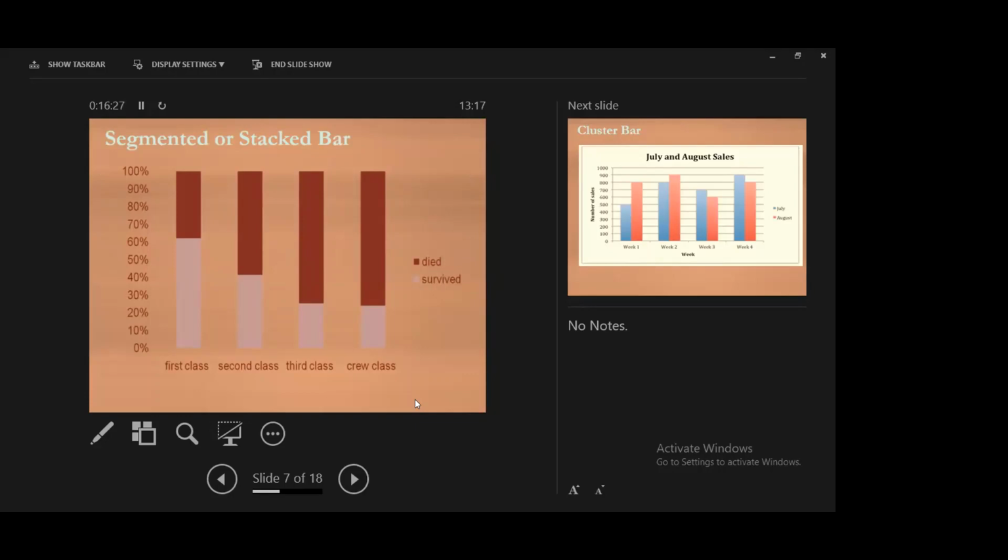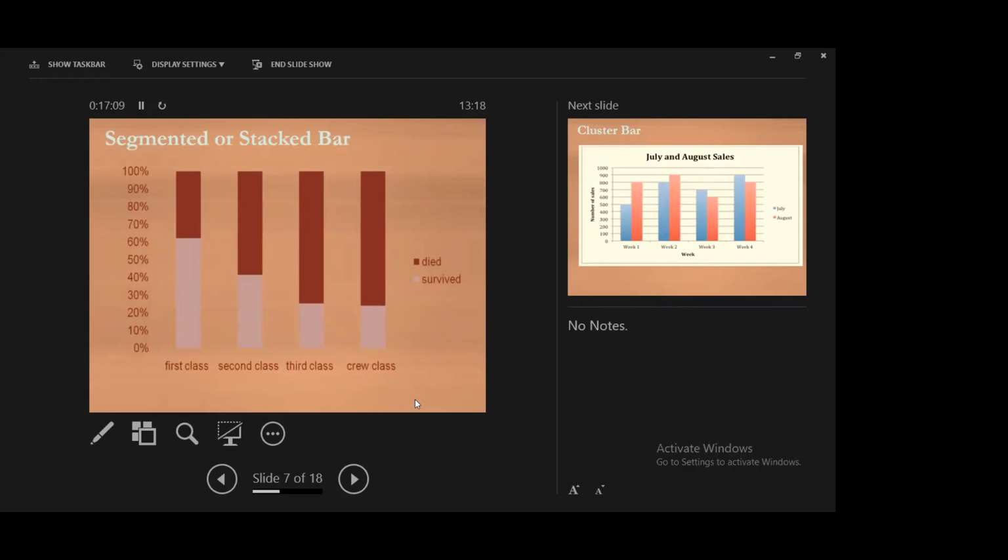Now, the use of this segmented or stacked bar diagram is that suppose we take an overall, now just look at this graph. Can any one of you simply interpret this graph for me? I will do it for you later, but just to begin with, can any one of you interpret this? There are 4 different categories. So these are categories of, suppose, a train. In a train, we have first class, second class, third class, and crew class. And then that train met with an accident, unfortunately. So some of them died and some of them survived. This is what is demonstrated using this bar.